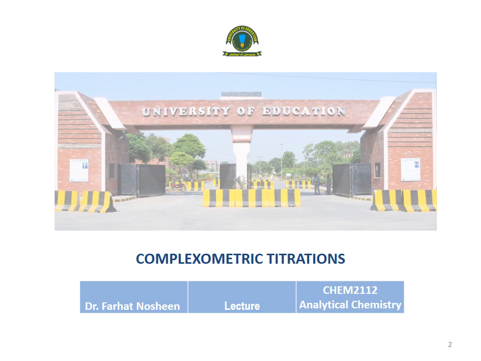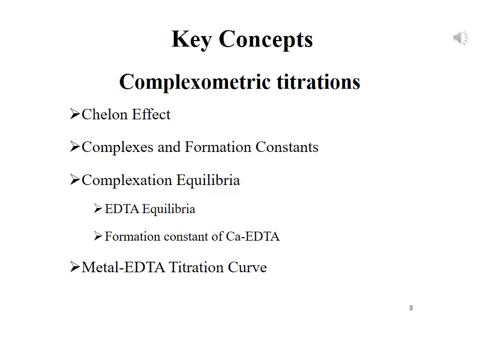And today our course of discussion is Analytical Chemistry, and the course code is CAM2112. The topic that we are going to discuss is complexometric titrations. In today's lecture, that is about complexometric titrations.